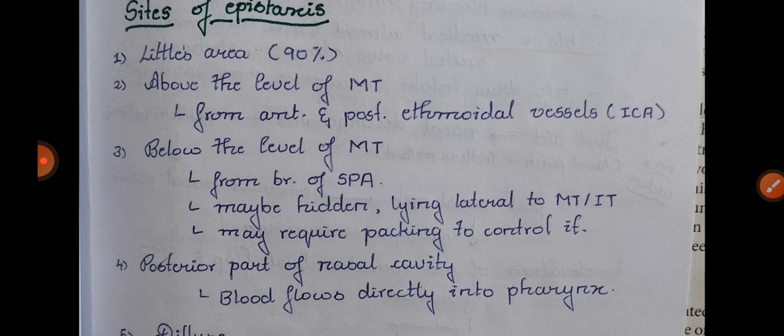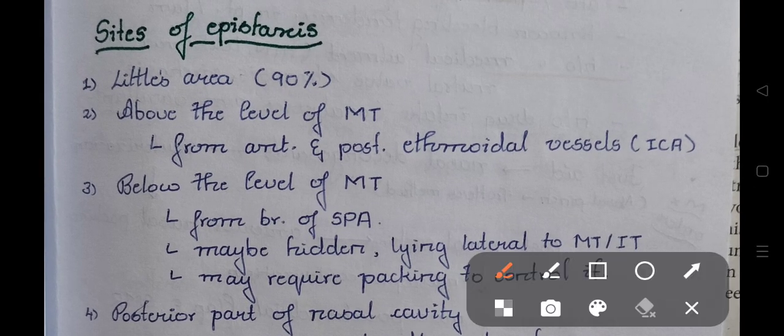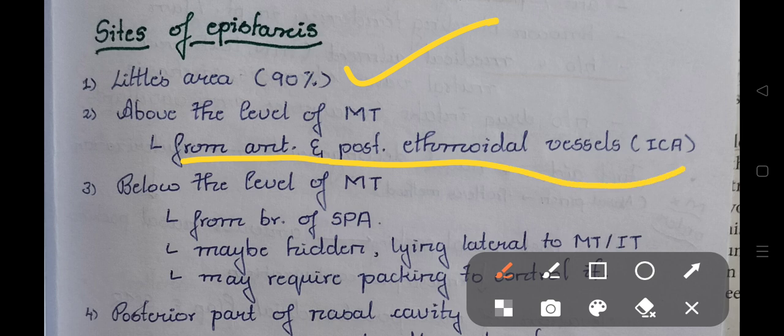Okay, sites of epistaxis: most commonly, 90%, it is Little's area only. Little's area, you already know, Kiesselbach's specific Little's area. Above the level of the middle turbinate, it's from the anterior and posterior ethmoidal vessels, from the internal carotid artery. Okay, I already said.